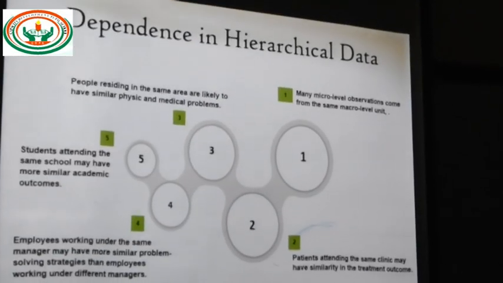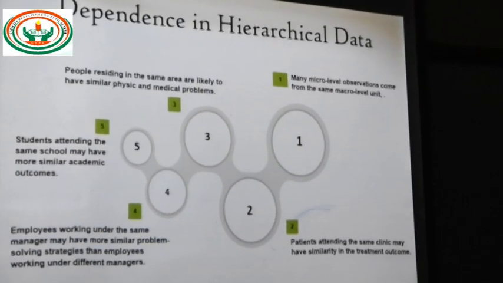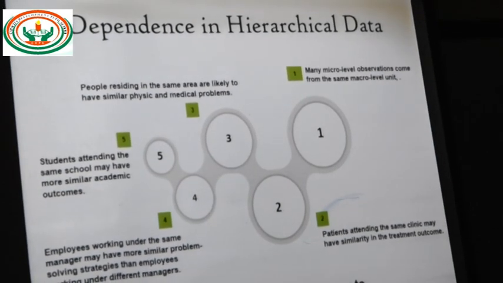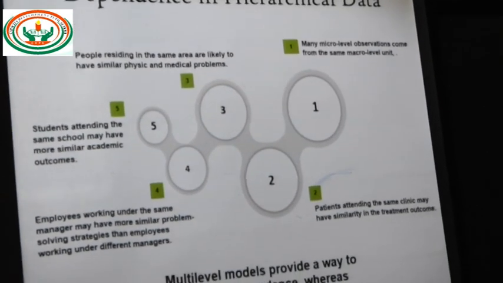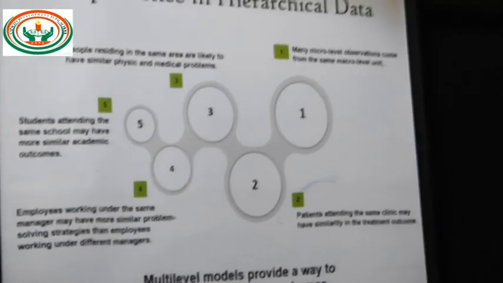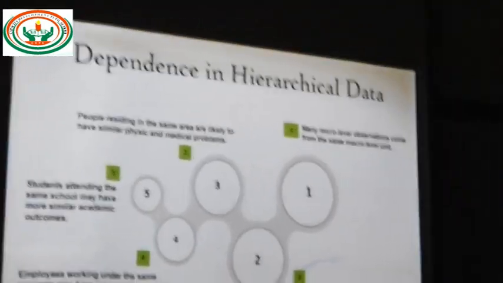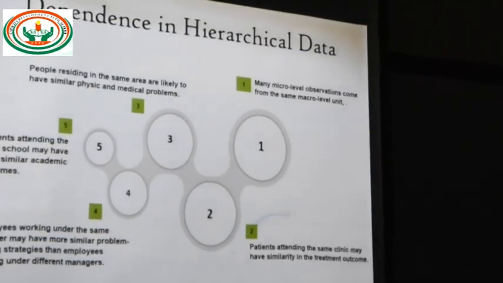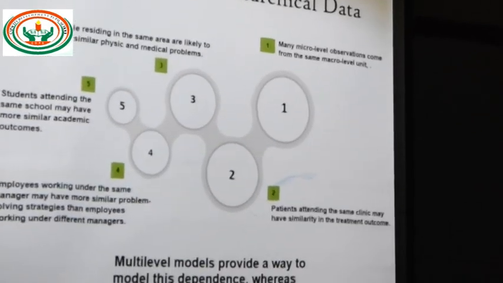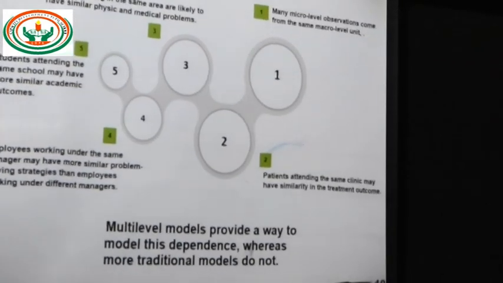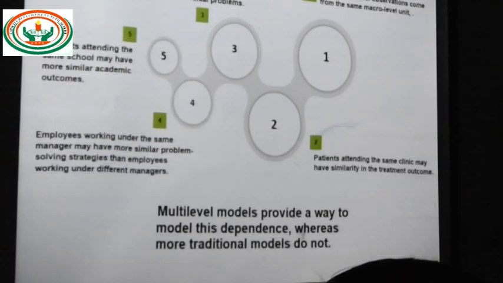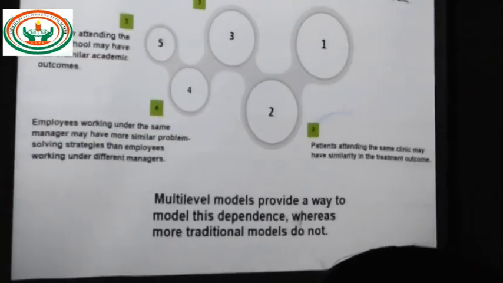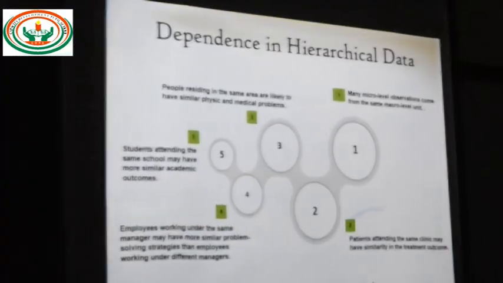So further, the dependence in hierarchical data. Number 1, of course, is micro and macro units. Micro units are embedded in the macro units, and this causes dependence. Patients attending the same clinic, again the same problem. Of course, it depends upon the clinic and depends upon the doctor, and the observations are no more independent. Then people residing in the same area are likely to have similar physique and medical problems, and similarly, we have the students. They are attending the same schools. They are then correlated.